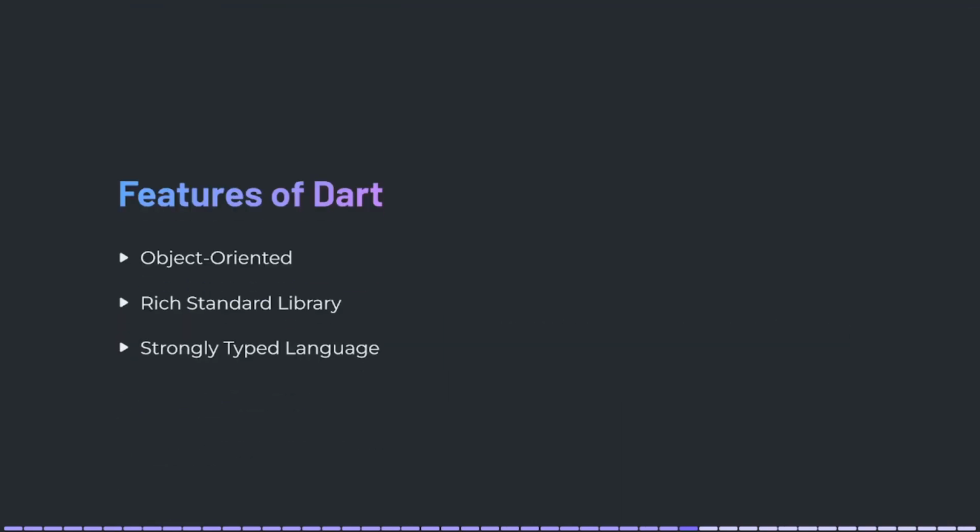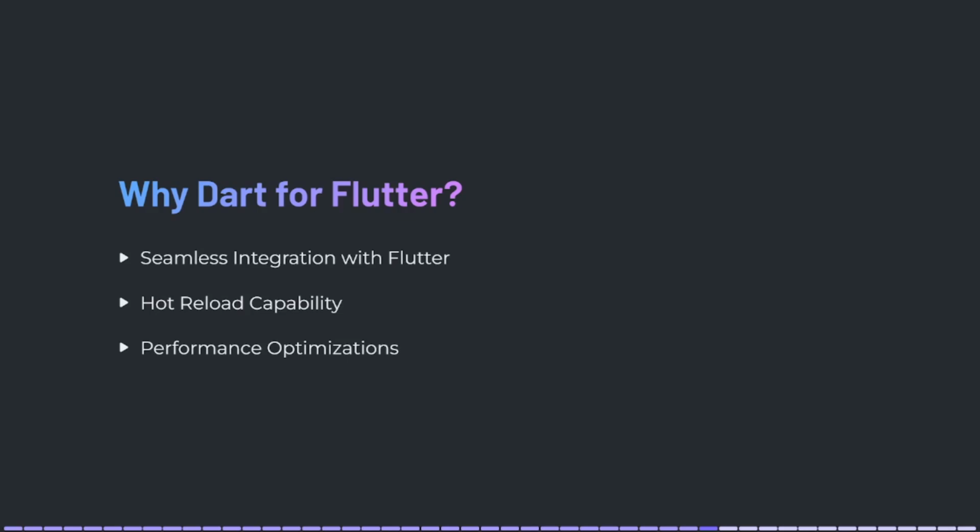Now let's see some of the features of Dart. Dart boasts features like object-oriented principles, a rich standard library, and strong typing, ensuring robust and maintainable code. Why Dart for Flutter? Dart's seamless integration with Flutter, its hot reload capabilities, and performance optimizations make it the language of choice for Flutter development.